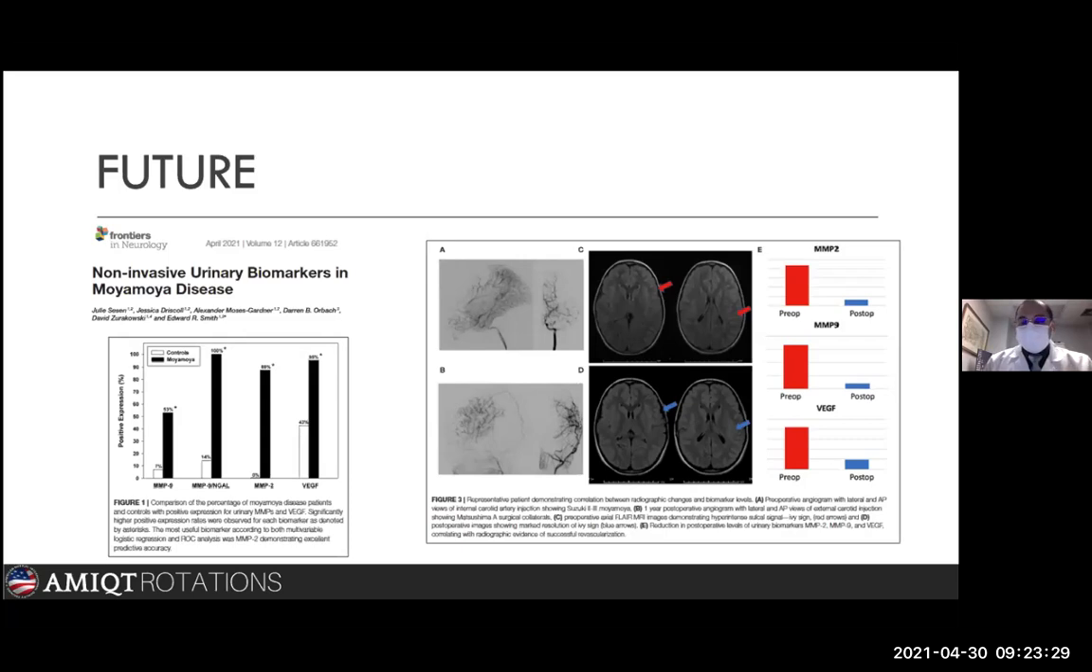And they also saw that it could work as a progression marker, as a follow-up marker. They measured the levels before surgery and after surgery, and they saw that the levels of these biomarkers were reduced after a successful surgical intervention. So this will open new possibilities in the follow-up of these patients.